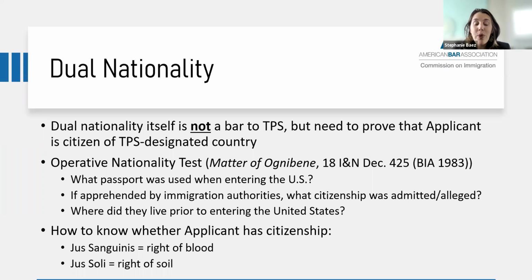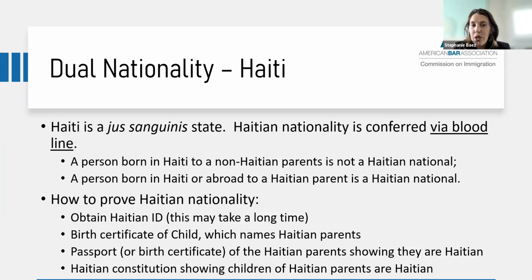So we can look at each country and see whether they have citizenship that's derived from a right of blood or right of soil. I'll give you an example using Haiti specifically. Haiti is a jus sanguinis state. That means that nationality for Haitians is conferred by the bloodline. So a person could be born in Haiti, on the soil of Haiti, but to non-Haitian parents, and that person is not a Haitian national. But conversely, a person can be born outside of Haiti in a third country to a Haitian parent, and that person is a Haitian national because we're looking at their bloodline.